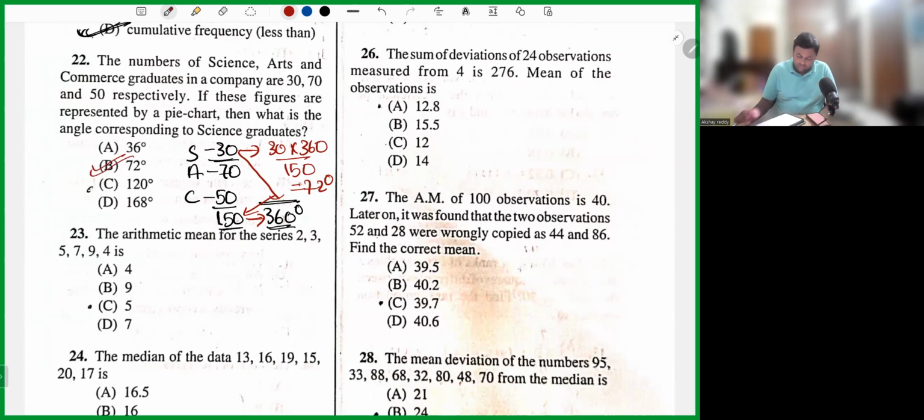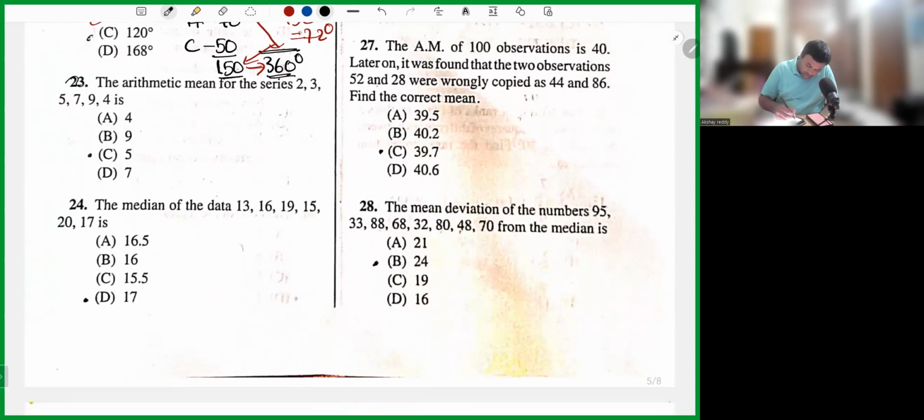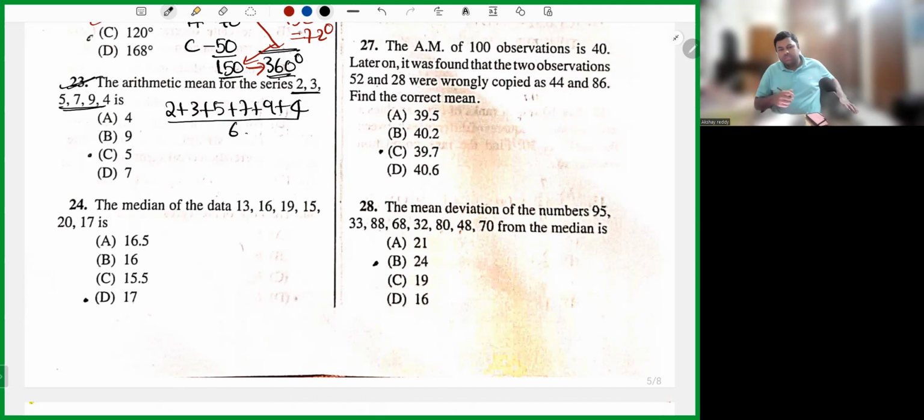Simple sum, sir. Next, question number 23. Arithmetic mean. How will you get arithmetic mean? Sum of observations divided by number of observations. How many are there? 1, 2, 3, 4, 5, 6. So let's calculate. 2 plus 3 plus 5 plus 7 plus 9 plus 4 is 30. 30 divided by 6 is simply 5.